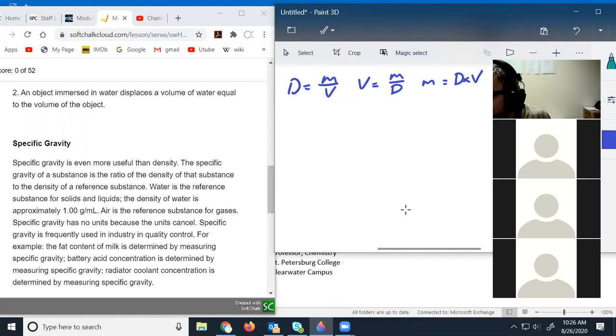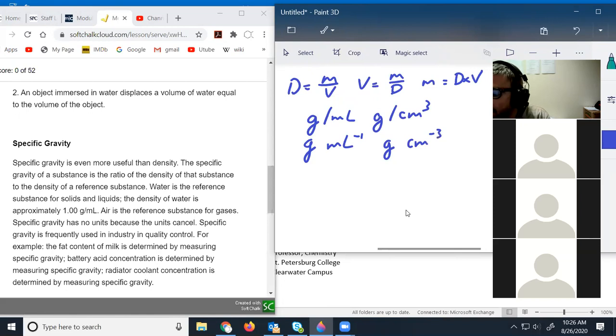The density itself can be grams per mil or grams per cubic centimeter, because a cubic centimeter and a mil are the same thing. The other way you'll see these expressed is g mL^-1 or g cm^-3. Whenever we've got a negative power, it means it's on the bottom of something. Those are all equivalent statements. Whether you use mils or cubic centimeters often depends on what you're given in order to figure out the volume.